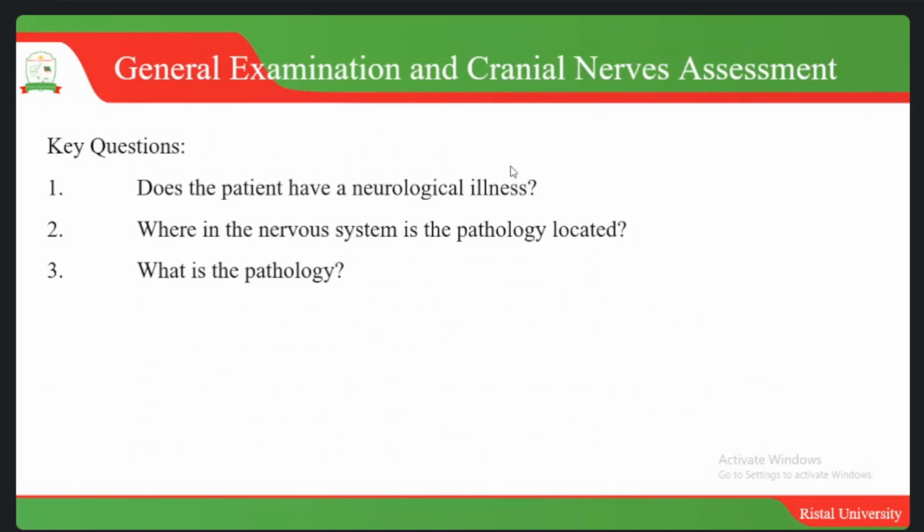Today we are still continuing with health assessment, and we are going to look at the nervous system, how we assess the nervous system. So I want us to start with the general examination and cranial nerve assessment. And the key questions that you're expected to ask your patient is, one, does the patient have a neurological illness? So you have to find out whether the patient has any kind of neurological illness before you start anything.